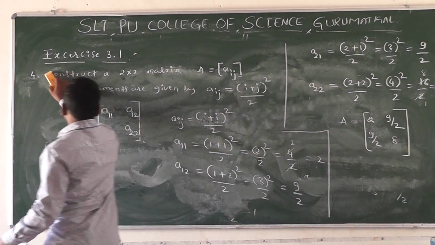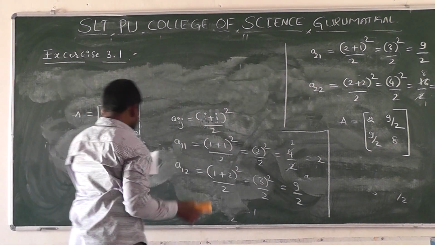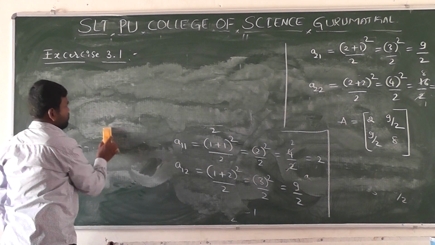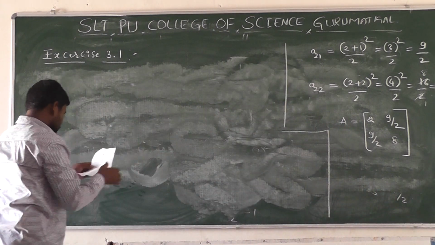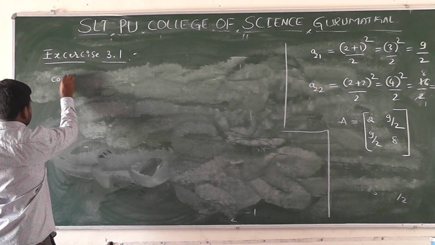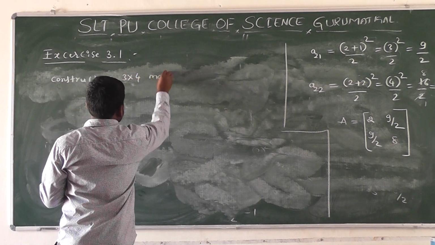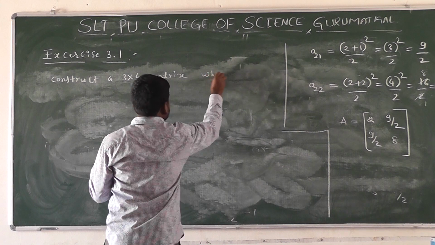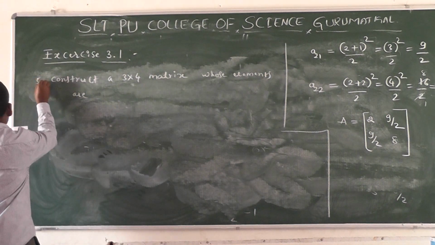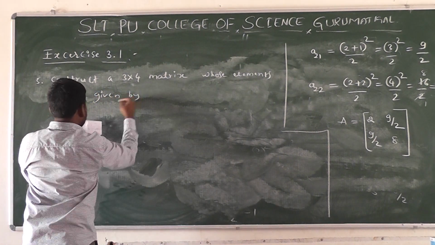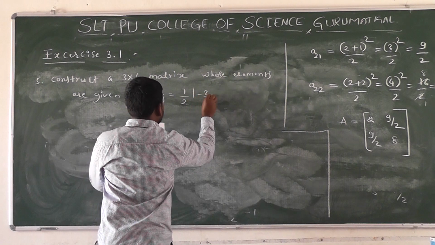Next question. Construct a 3 cross 4 matrix whose elements are given by Aij is equal to 1 by 2 modulus of minus 3i plus j.